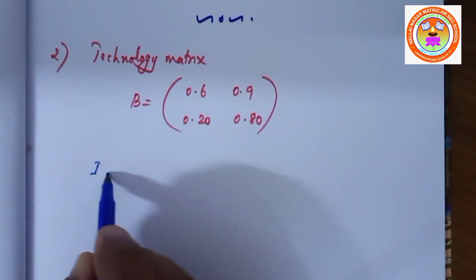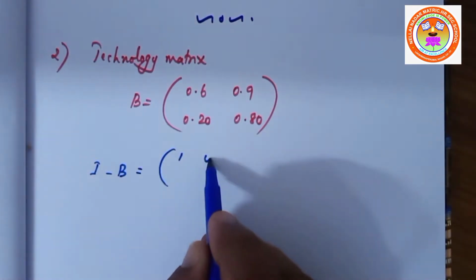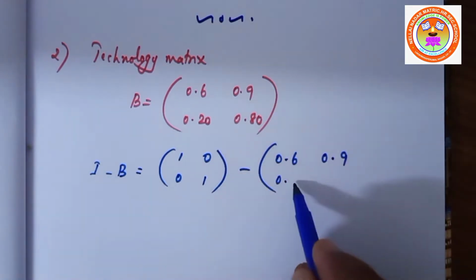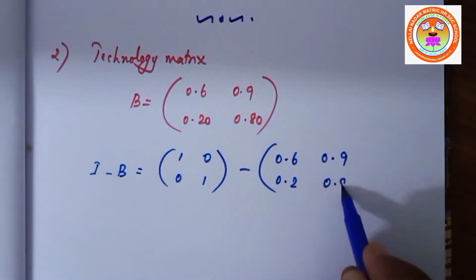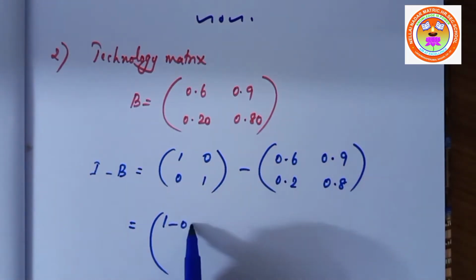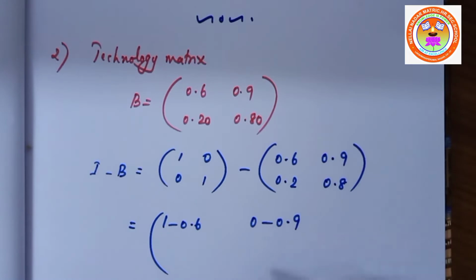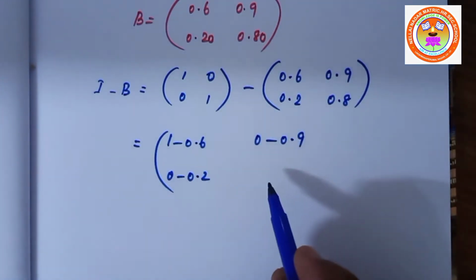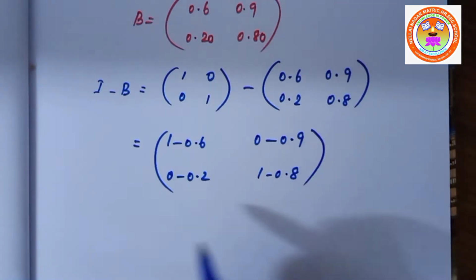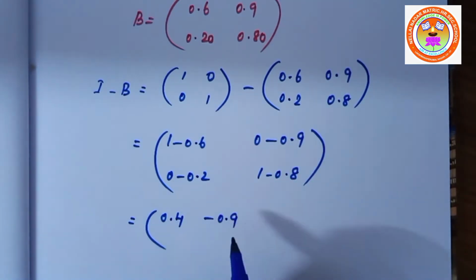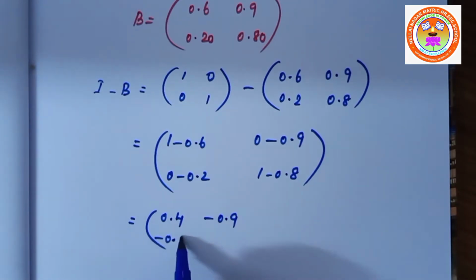Then you have to find out I minus B. I, that is identity matrix 1 0 0 1, minus the B matrix 0.6, 0.9, 0.2, and 0.2 are same only, 0.8. That is equal to the corresponding elements to be subtracted, 1 minus 0.6, 0 minus 0.9, then 0 minus 0.2, 0 minus 0.2, finally 1 minus 0.8. That is equal to 0.4, minus 0.9, minus 0.2, and 1 minus 0.8, that is equal to 0.2.